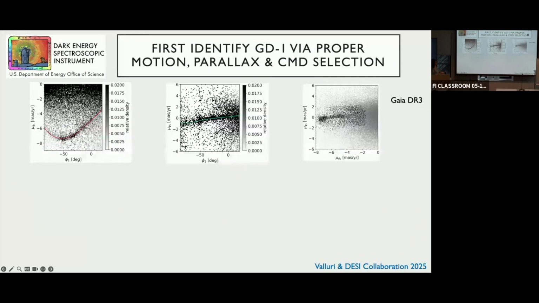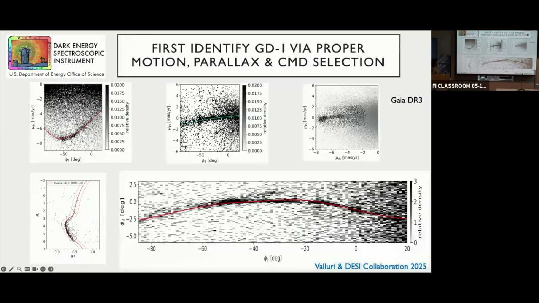with the DESI data, we first did the same kind of thing, selecting in proper motion, and then selecting along a color magnitude diagram, which is appropriate for that stream, to identify the stars that seemed most associated with the stream.